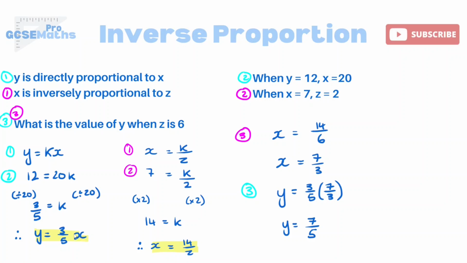Okay, so it's really not too difficult. You're just doing everything almost twice, aren't you, basically? Your final answer for this one is y is 7 fifths.